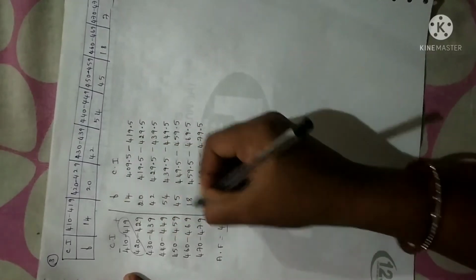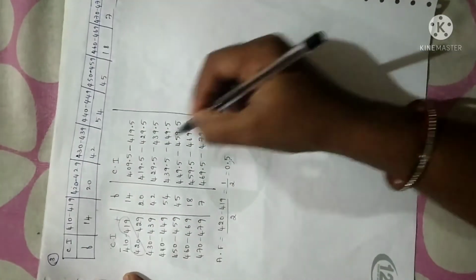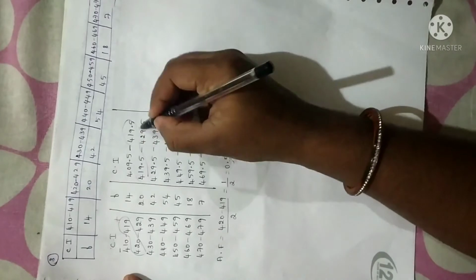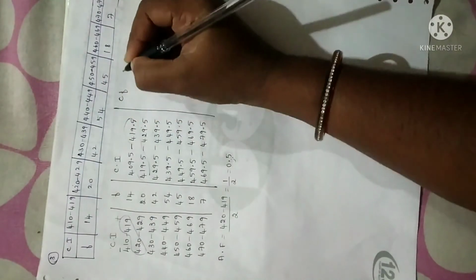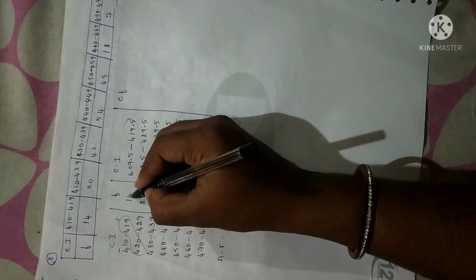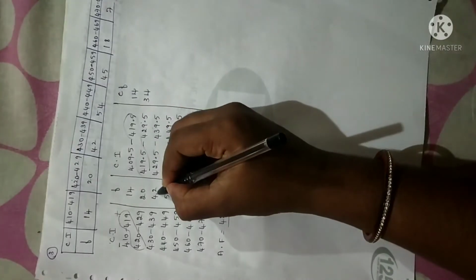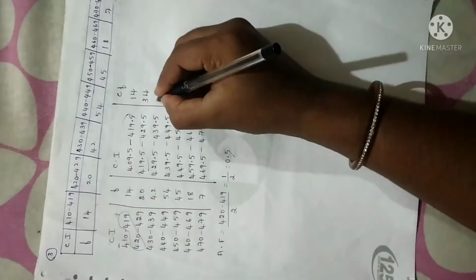Now you can note that whatever class intervals we have obtained, there is a continuation. See here. So we have converted it into exclusive form where there is a continuation of the given data. Clear? Now we have obtained the class interval as well as the frequency. Now we can calculate the cumulative frequency. First write down the first frequency value as it is, 14. Now we add 14 plus 20, which is 34. Next, add 34 with 42, which gives us 76.